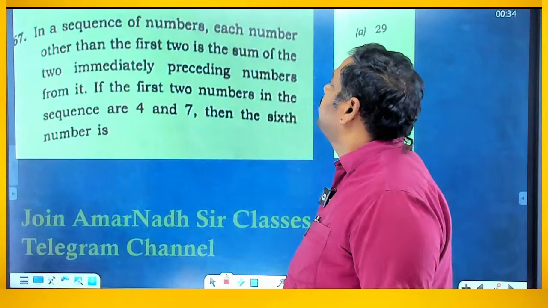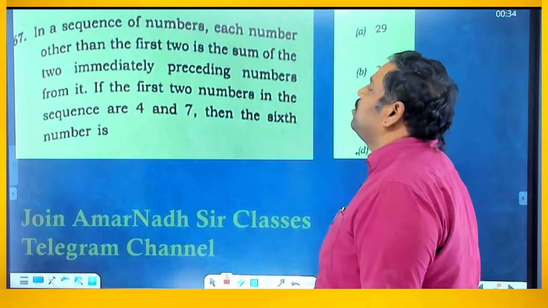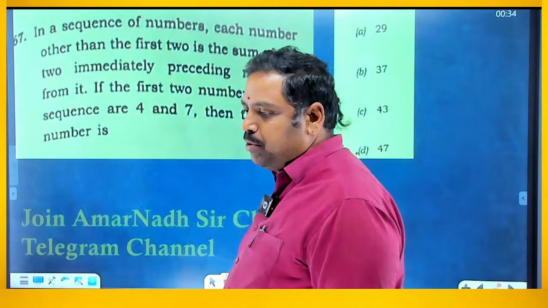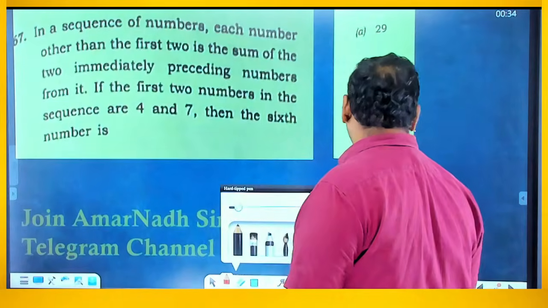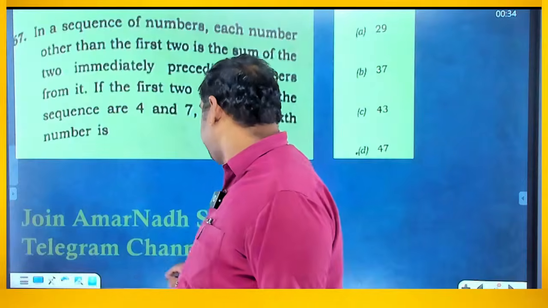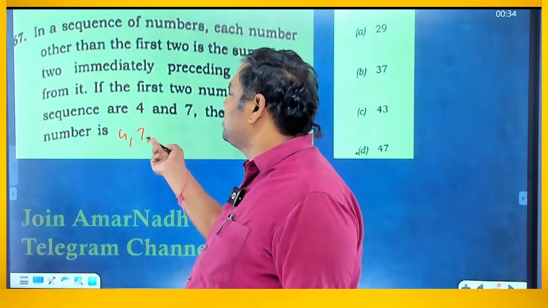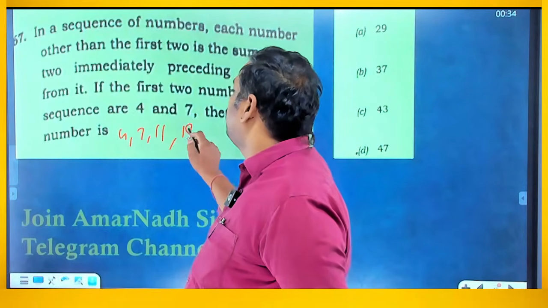In a sequence of numbers, each number other than the first two is the sum of the immediately preceding two numbers. Means it's a Fibonacci series, right? So he's going with the Fibonacci series. If the first two numbers in the sequence are 4 and 7, the next one will be the sum of the preceding two numbers. 4 plus 7 is 11. Next one is 18 and so on, right?